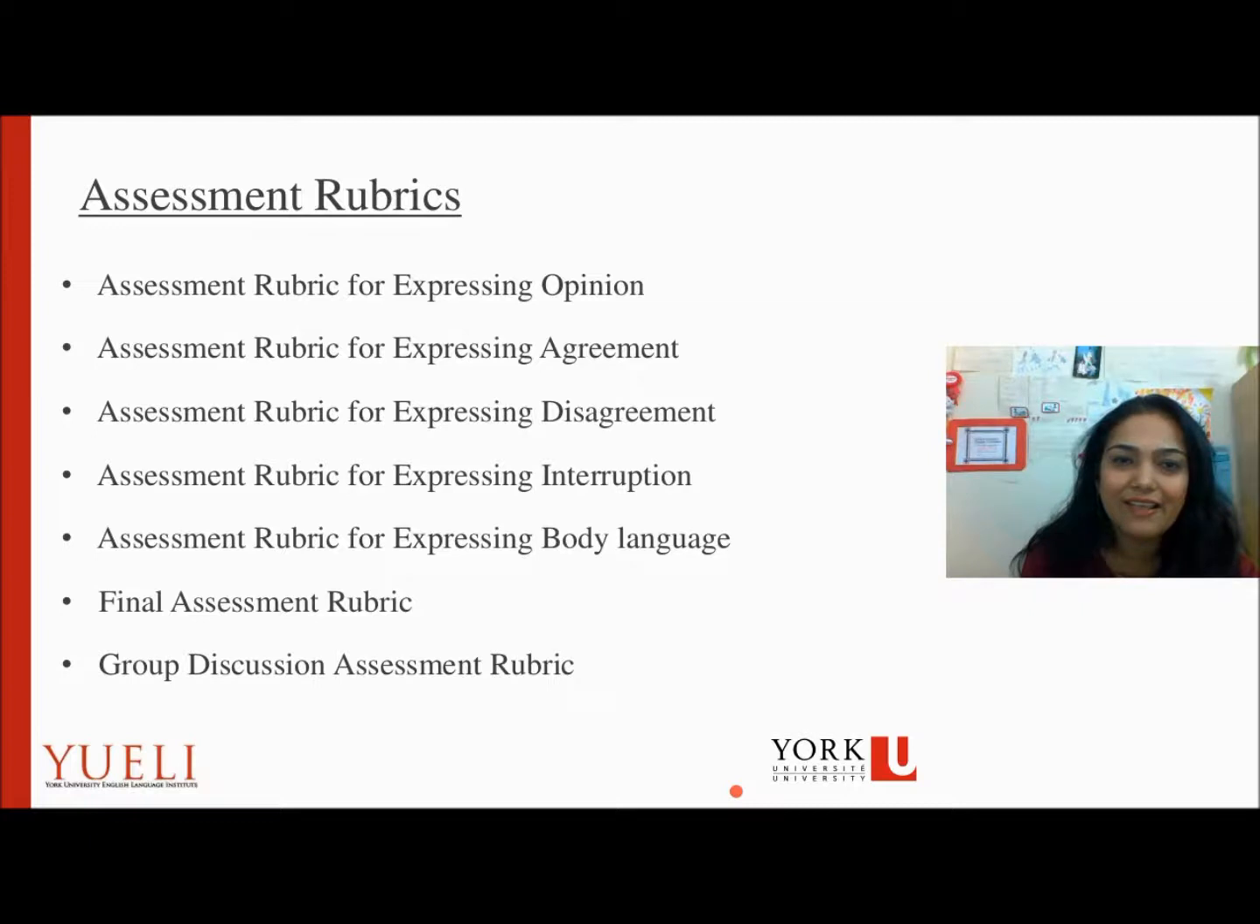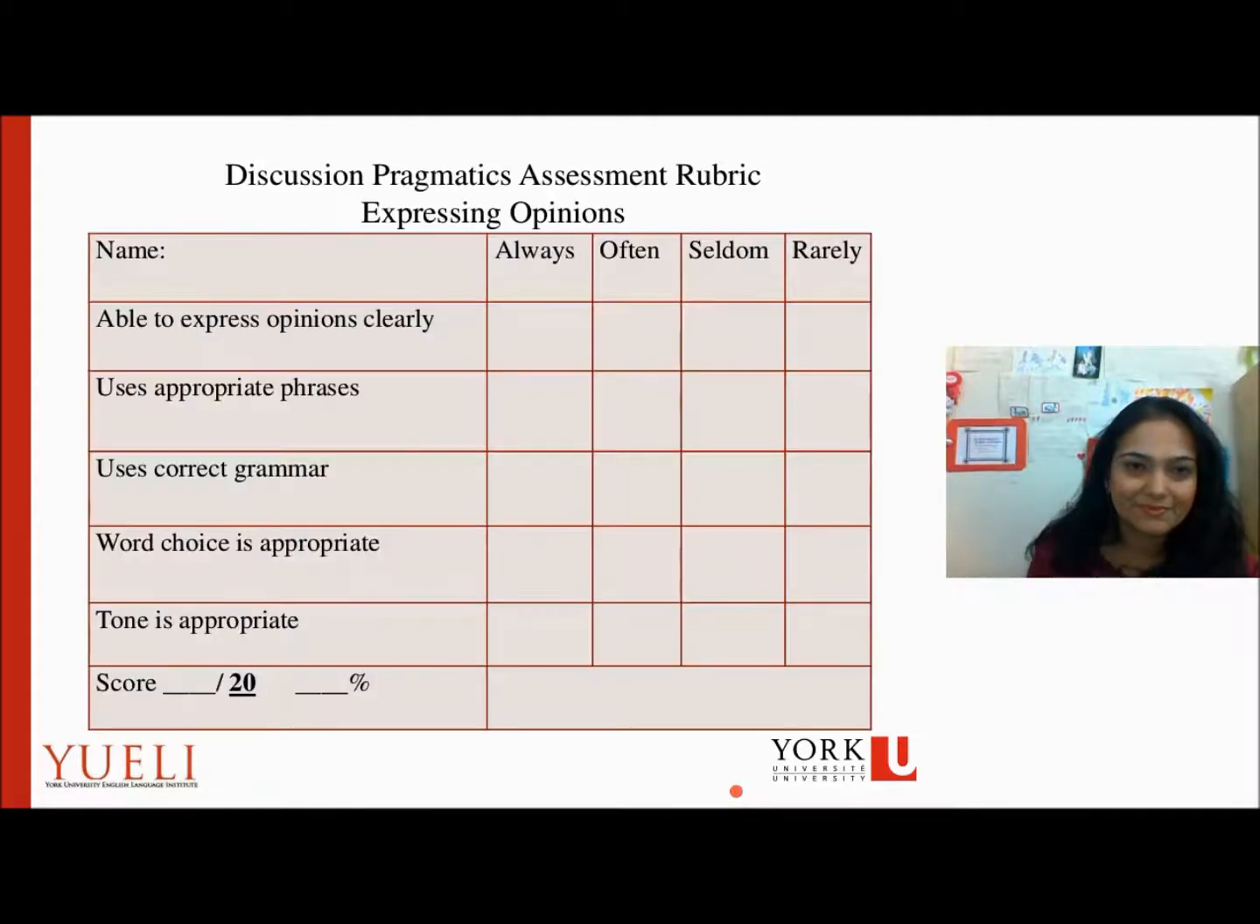Thank you, Juliana, for that. So it's called Assessment Rubric for Expressing Opinions. And there is one called Assessment Rubric for Expressing Agreement, for Expressing Disagreement, Interruption, Body Language. And then there are 2 more rubrics to go with, right? So this is all I did, and this is what I'm going to share with you.